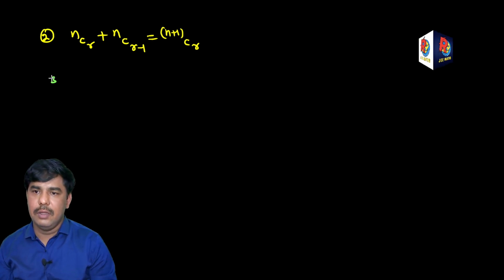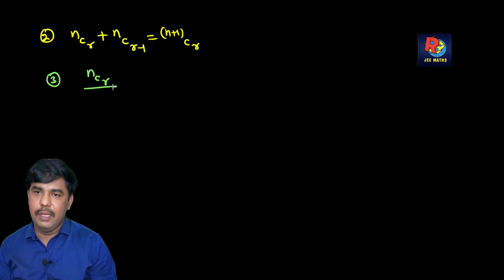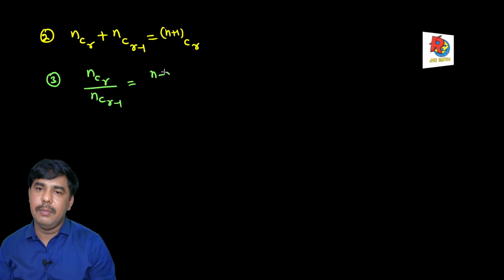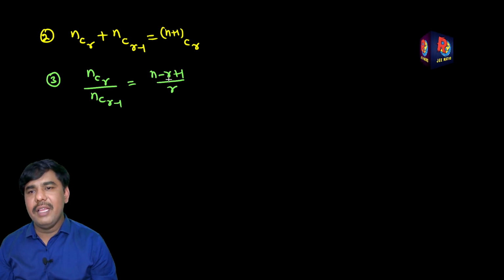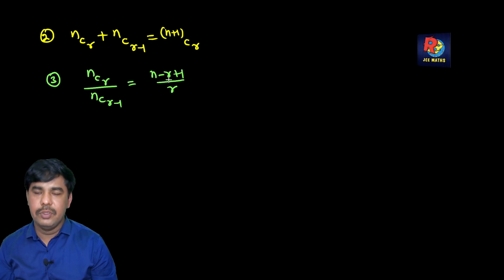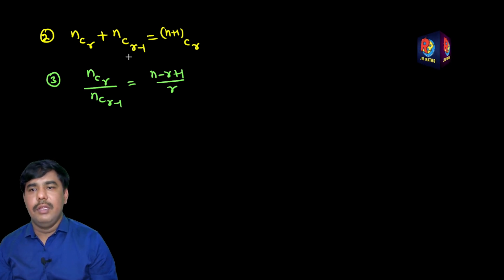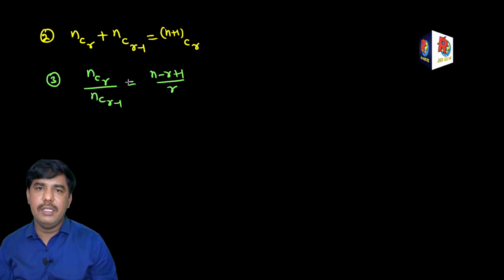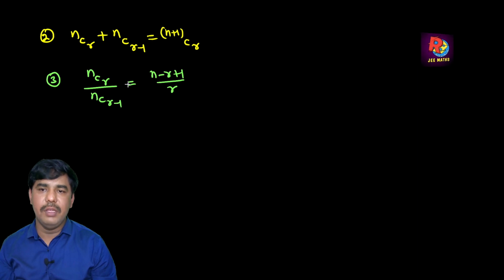Next, the third one. In this third one, you need to remember NCR by NCR minus 1. Here addition, here it is division. If it is like that, then it equals n minus R plus 1 by R. Why am I giving all these now? These will be useful for objective questions. Otherwise, you need to apply the NCR formula only. If you apply the NCR formula, the calculation will be too lengthy. That's why if I use these shortcut methods, it will be easy for you. For objective questions, you need to remember that.